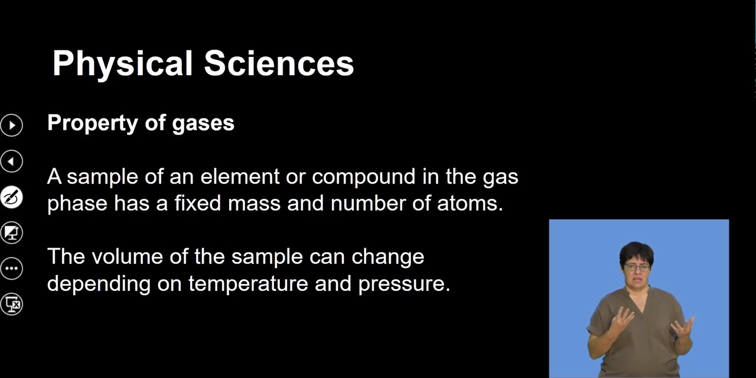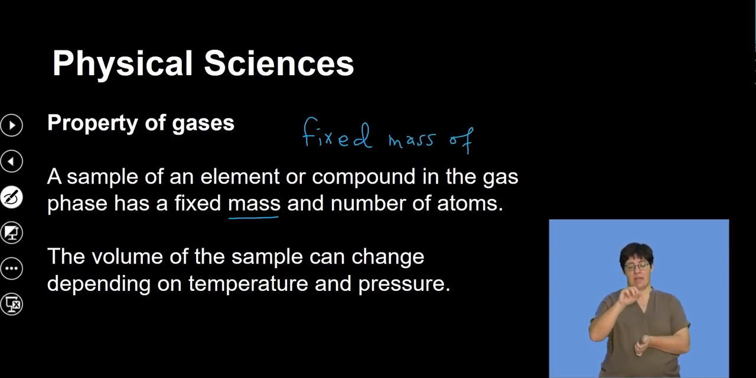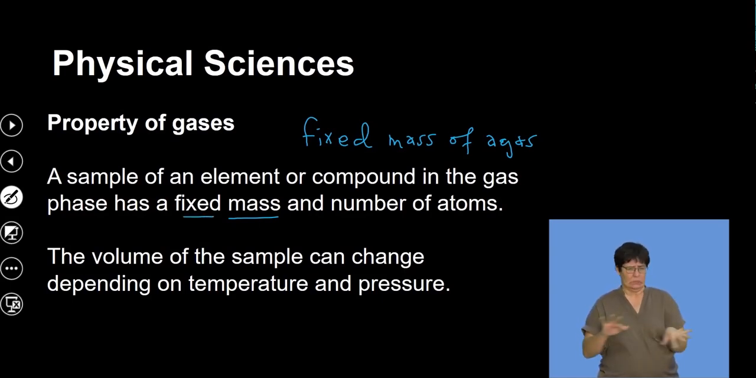A sample of an element or compound in the gas phase has a fixed mass. This phrase will be very common, fixed mass of a gas. We know that gas particles move very fast, they've got high kinetic energy, they fill all the spaces, but what doesn't change is the mass. If the mass is fixed, it's constant. So the amount of matter that makes up a gaseous substance is the same, which is the mass. The volume of the sample can change depending on the temperature and pressure.